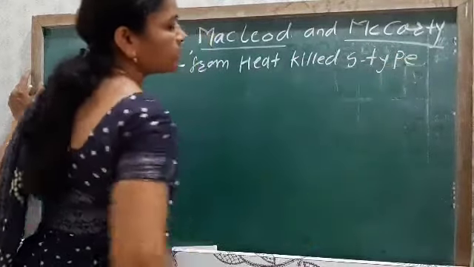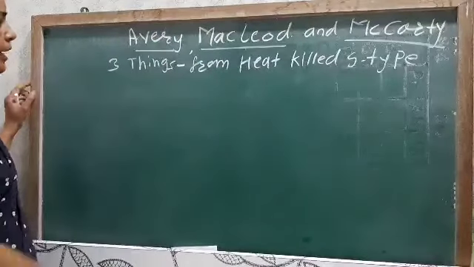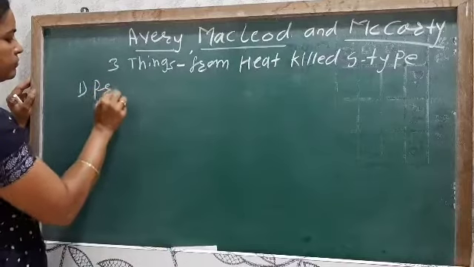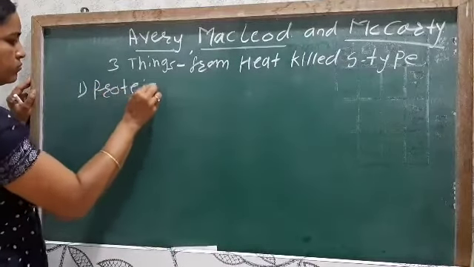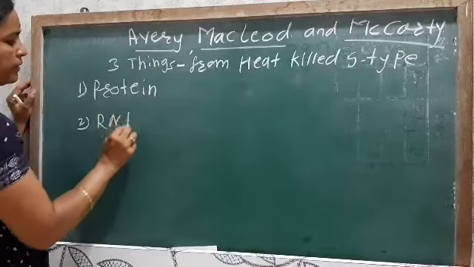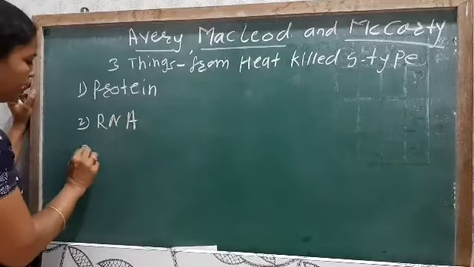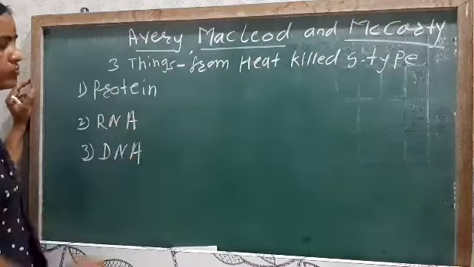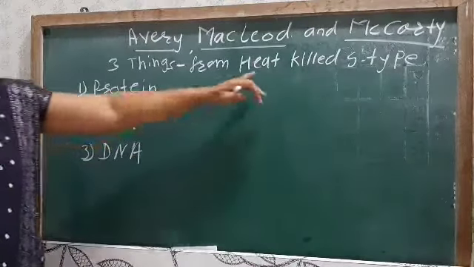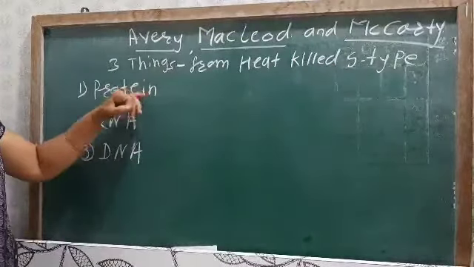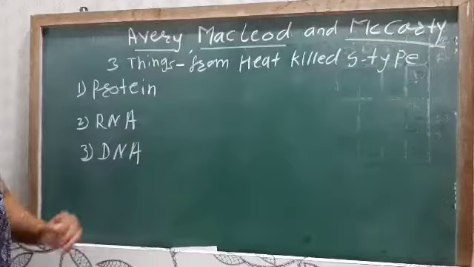Heat killed S type bacteria. So here these three things: first is the protein, second is the RNA, and third is the DNA. First, from the heat killed S type bacteria, isolate the protein, RNA and DNA.